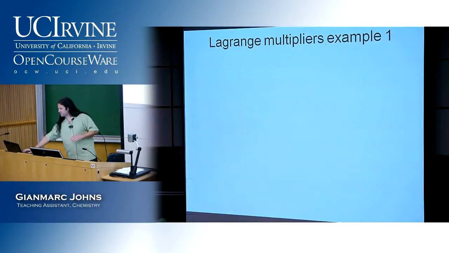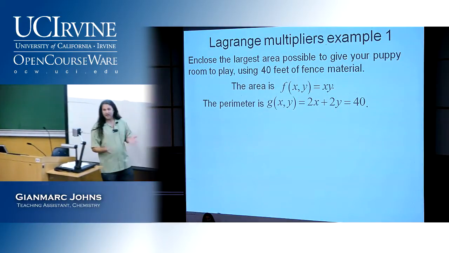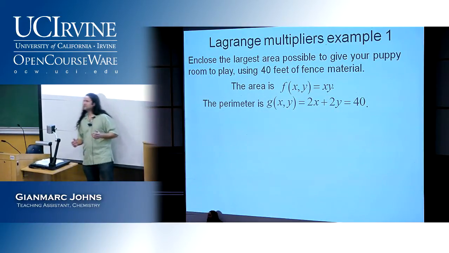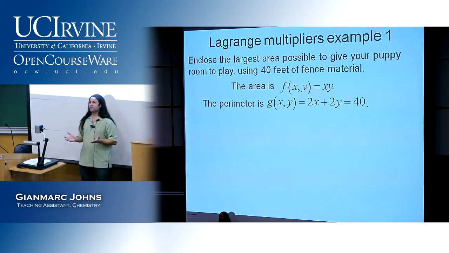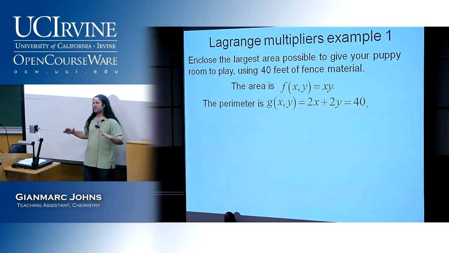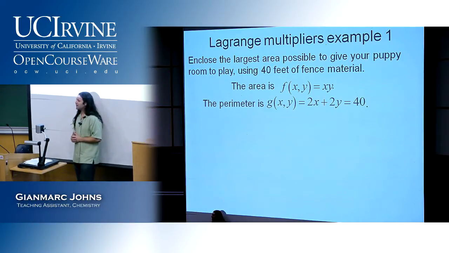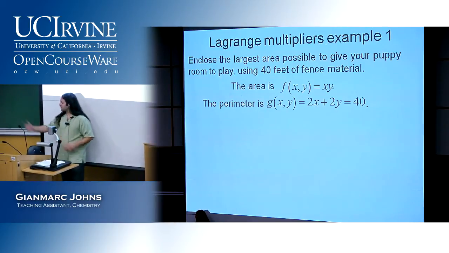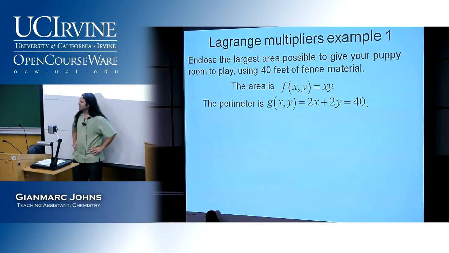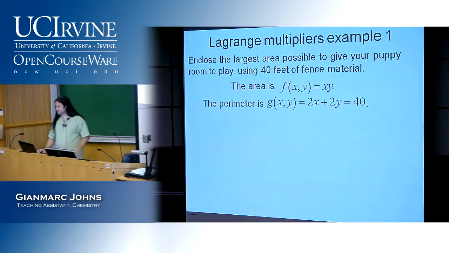It'll make a lot more sense when I do an example. So first example, let's say we want to make a play area for a puppy, but we only have 40 feet of fence material. We want to give the puppy the most amount of space to play, right? Because we're nice people. So we want the most area with a set perimeter. We've decided we're making this thing rectangular, so the area is just length times width, or x times y. And the perimeter is locked in at 40. To get the perimeter, you just add the two x sides and the two y sides. So we have a function we want to maximize with respect to a constraint.